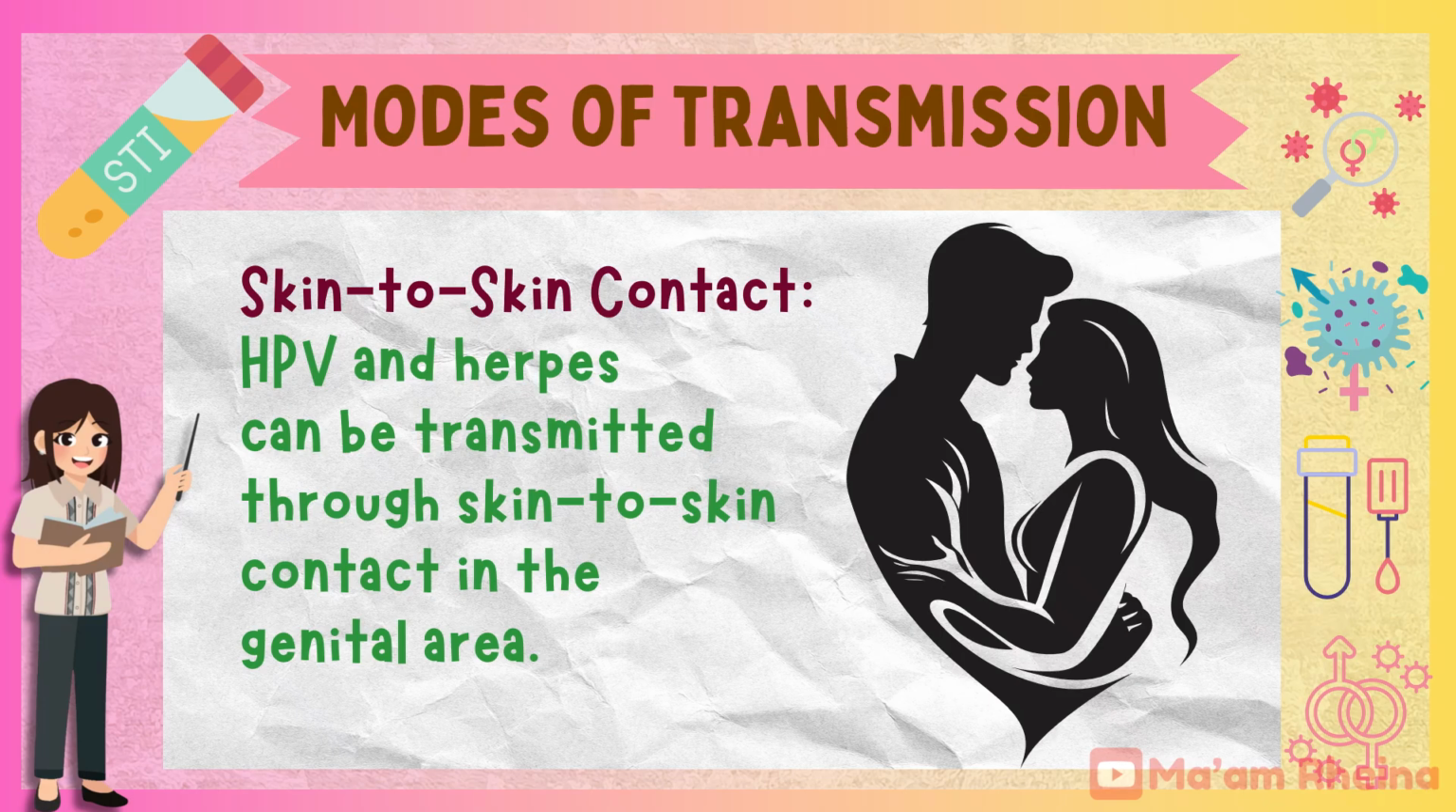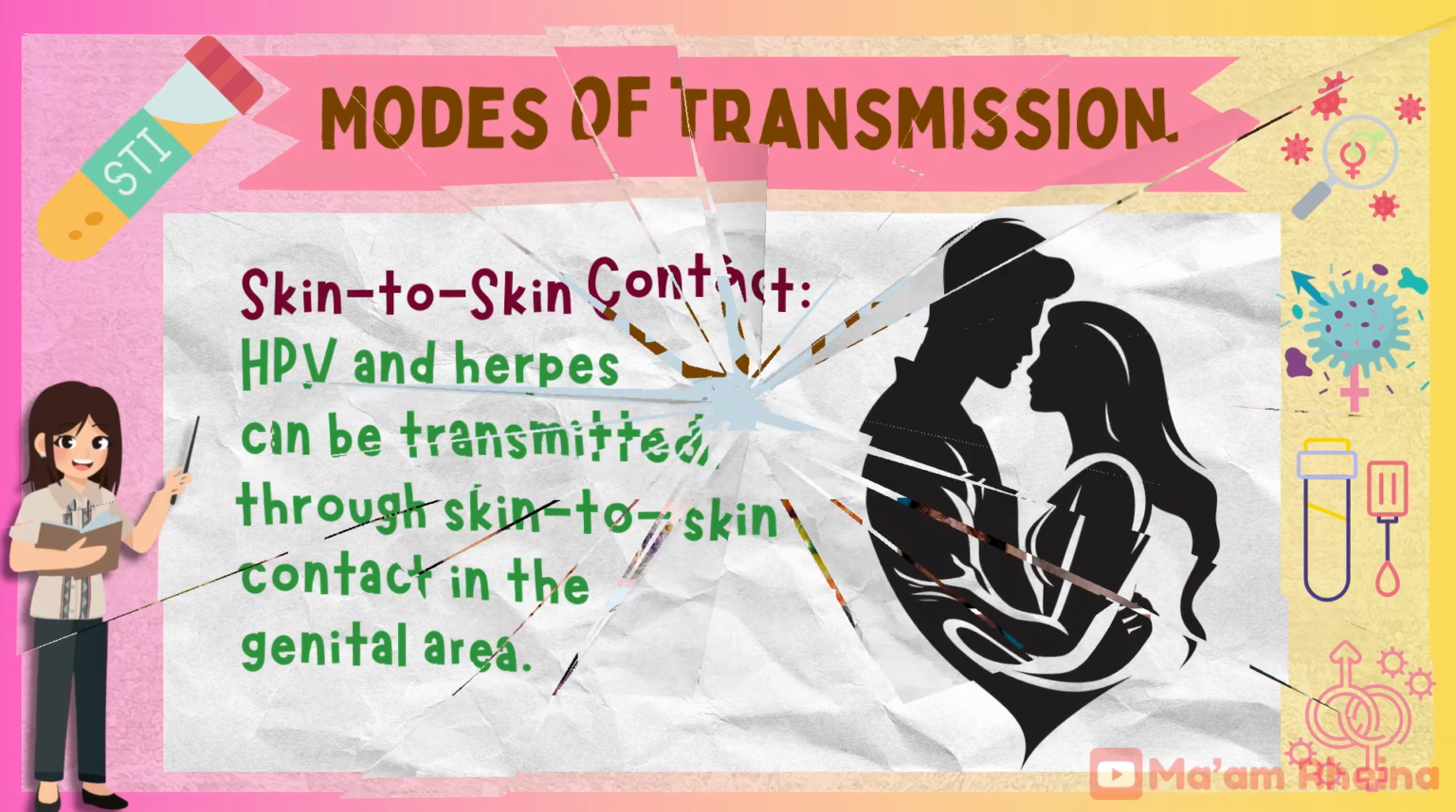4. Skin-to-skin contact. Some STIs, like HPV, human papillomavirus, and herpes, can be passed through skin-to-skin contact, especially in the genital area. This means they can spread even without penetration or visible symptoms. STIs are not always visible, and a person may not even know they are infected. That's why knowledge, protection, regular testing, and honest communication are key to prevention.